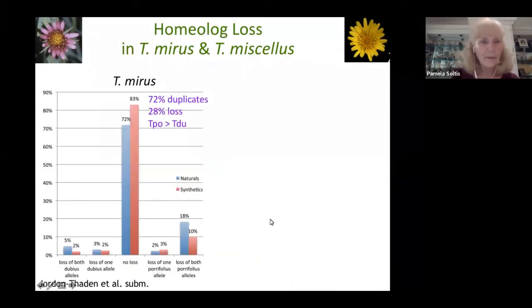So in this graph, we're just summarizing the amount of duplicate genes found overall across a number of samples of Tragopogon mirus. And we find that from our natural population survey, 72% of the loci in all of the individuals sampled are present in duplicate, which means that 28% of them show loss of one parental gene copy or the other. And in red, we see the value for the synthetic polyploids. It's a little bit higher. There hasn't been as much loss. And this is only through the first 5 generations of synthetic polyploids.